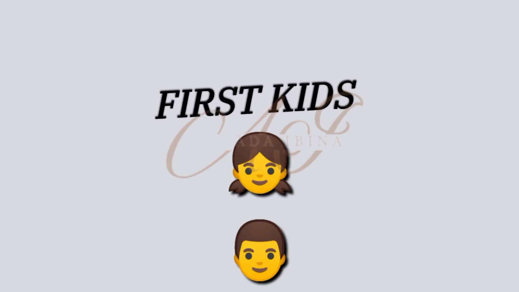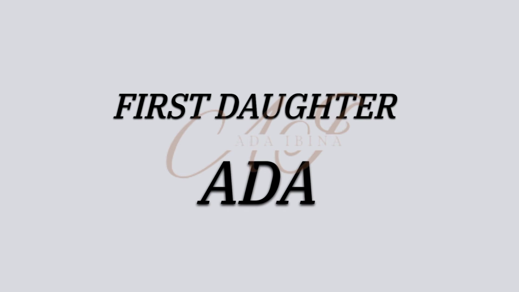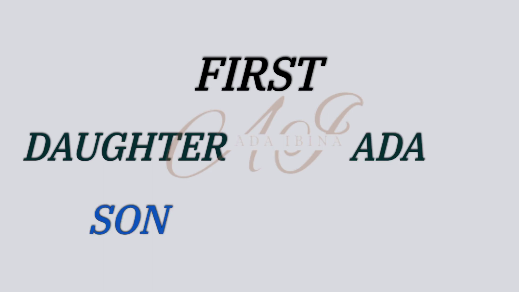Now there's a word for first borns or first kids in the family. If it's a first daughter and a first son, there's a specific word we use for them. For a first daughter, we don't just say nwa nwanyị. We say ada. So Ada refers to a first daughter. Now for first son, we say Okpara. That's first son. So first daughter is Ada, and first son is Okpara.